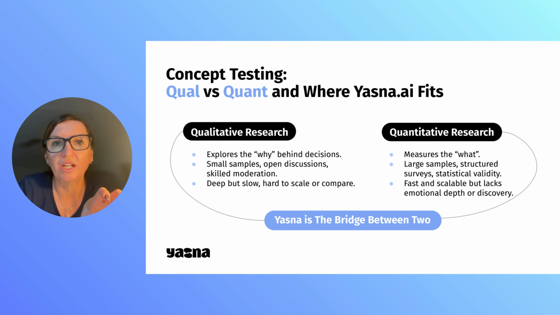Let's also take a look at how Yasna bridges the qualitative and quantitative components of the research. Traditional qualitative research is all about why, understanding motives, emotions, and context. This is something I talked about previously when I talked about exploration. And quantitative research, on the other hand, was focused on what, measuring and validating opinions and behaviors. And the way we bridge the two is by how our algorithm governs our agent, does the interviews, and how we analyze the results in the end.